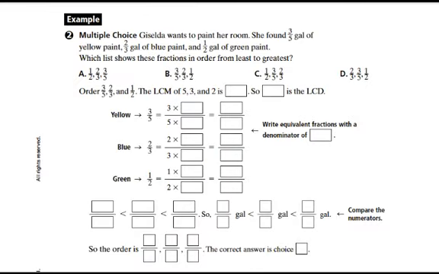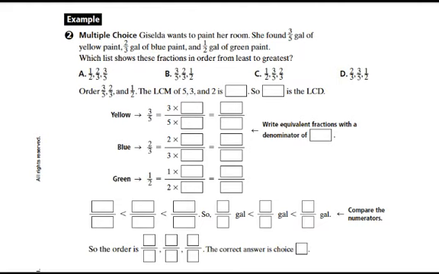When you're comparing more than two fractions, it's probably easier to find a common denominator. Remember, common denominator is a number that all the denominators will go into. Let's take a look at this first choice. Giselda wants to paint her room. She found 3/5 gallon of yellow paint, 2/3 gallon of blue paint, and 1/2 gallon of green paint. Which list shows the fractions in order from least to greatest?